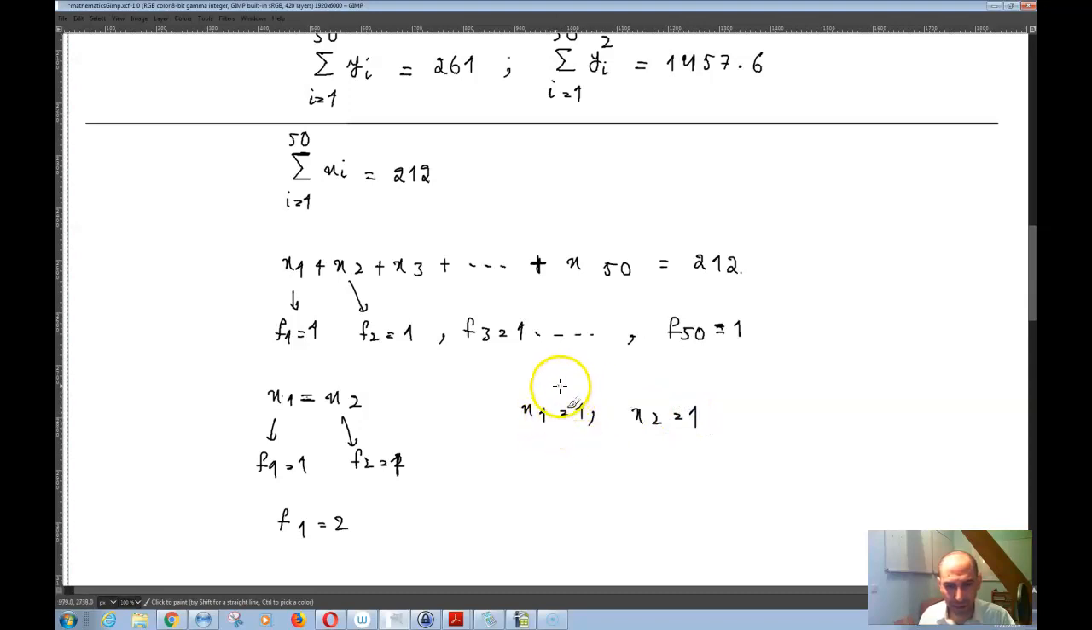Now the frequency of x of 1, which is f of 1, is of course equal to 1. The frequency of x of 2, which is f of 2, is of course equal to 1. So then the frequency of this observation, whatever you want to call it, x of i, f of i becomes equal to 1 plus 1, which is equal to 2.